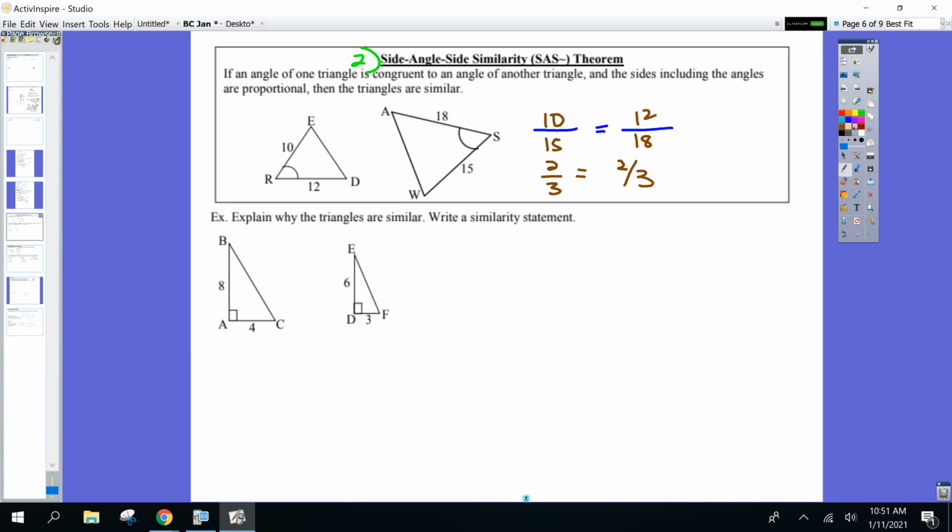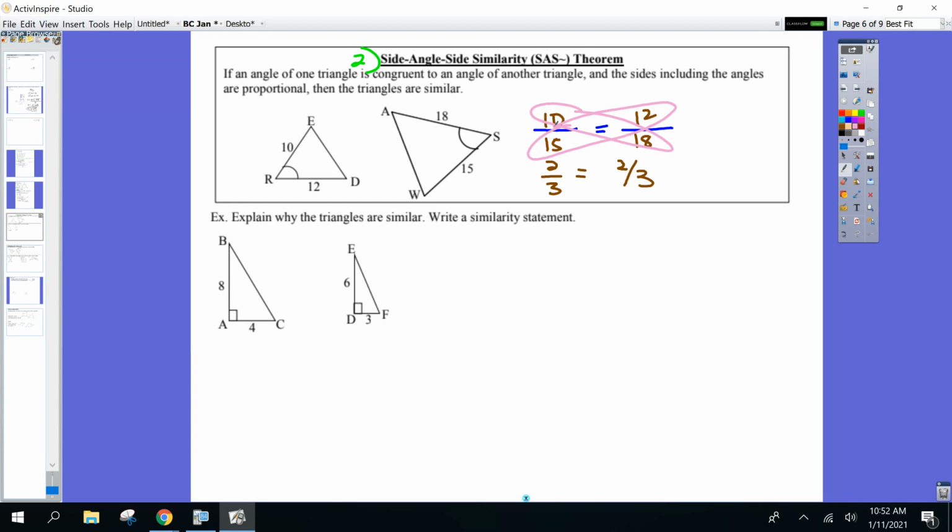Another way you could check, and this is the way I always like to check, cross multiply. If you do 10 times 18 and 15 times 12, you'll see that they're equal to each other. That's another way to check to see if two ratios are equal to each other. If when you cross multiply, what they equal are the same.